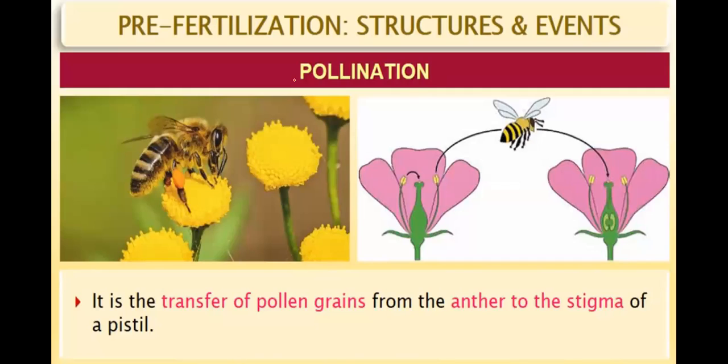Now next topic is what? Pollination. Now what is pollination? It is the transfer of pollen grains from anther to the stigma of a pistil. This is the pollen grain. So transfer of pollen grain from the anther to the stigma of the pistil, that is called pollination.